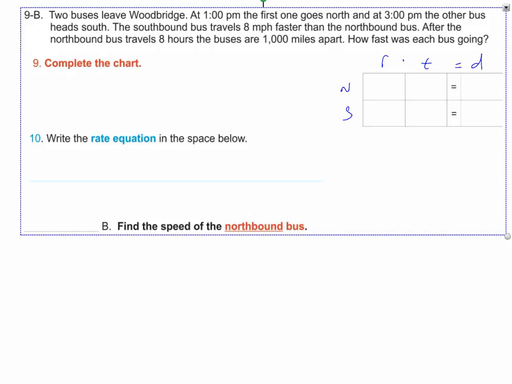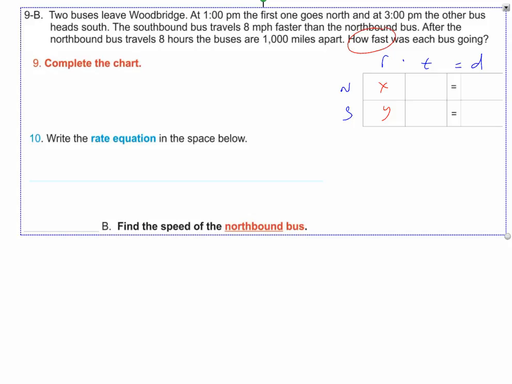All right, we got the formula up top. We got our chart. We've got the rows labeled. We're ready to do the variable column first. What are we asking for? How fast? So again, a rate, x and y. We got 4 blocks left. At 1 p.m., the first one leaves and goes north. 3 p.m., the other bus heads south.